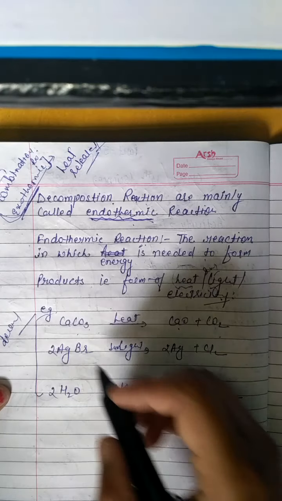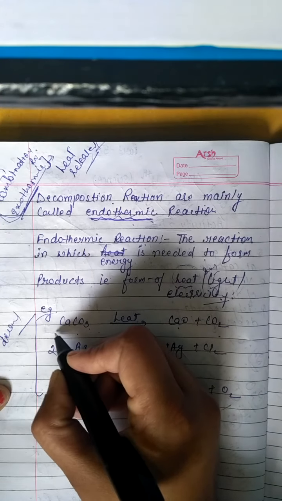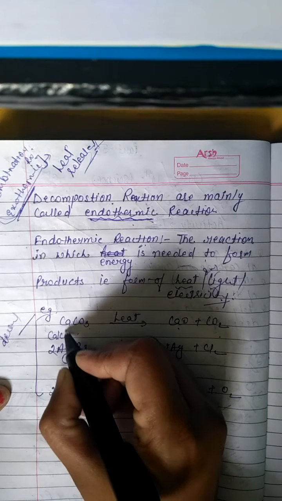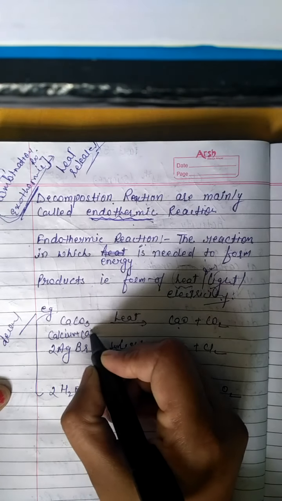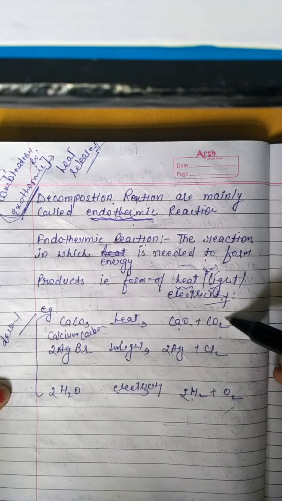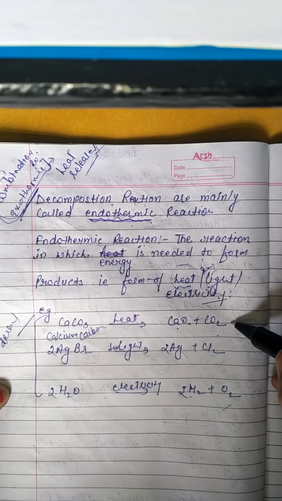During the reaction, it is necessary to write down the names of these. CaCO3 is calcium carbonate, CaO is calcium oxide, CO2 is carbon dioxide.